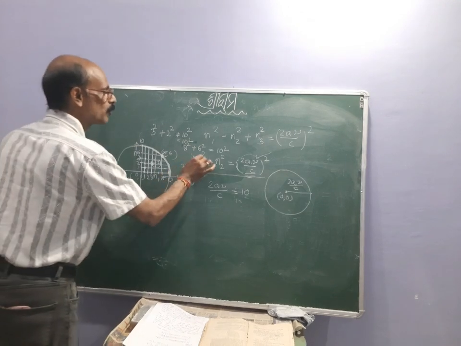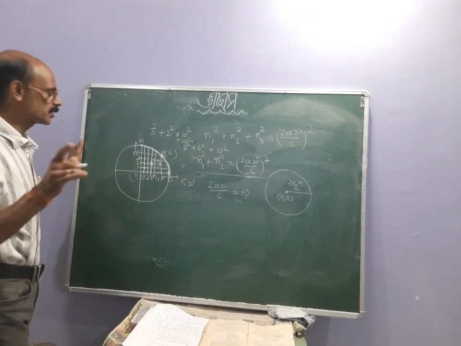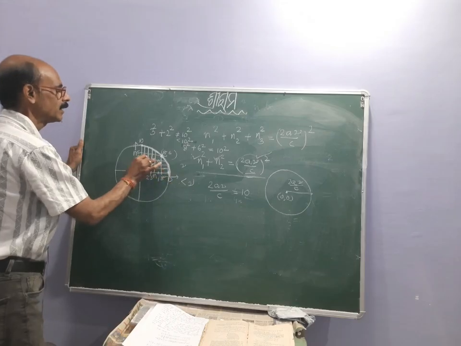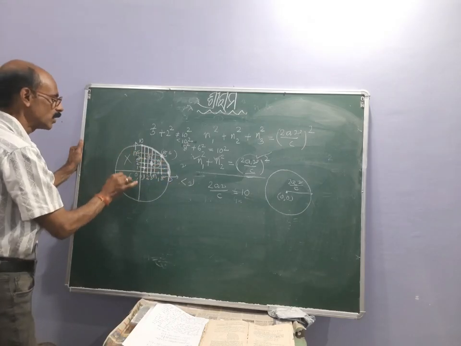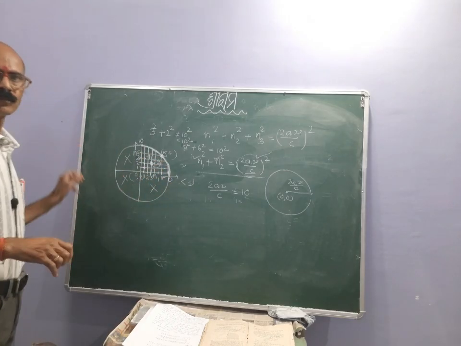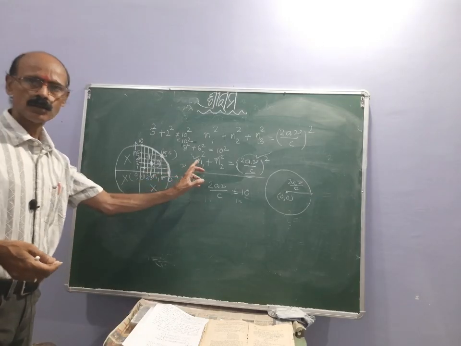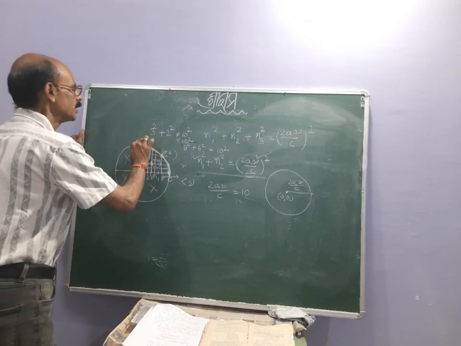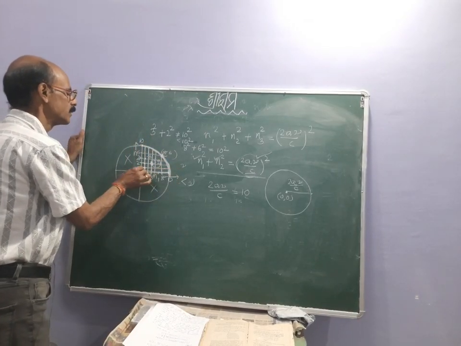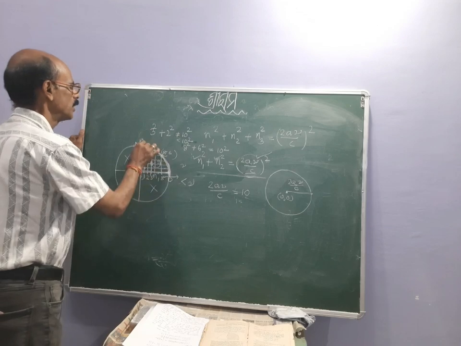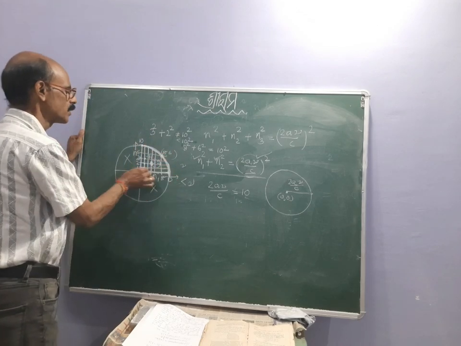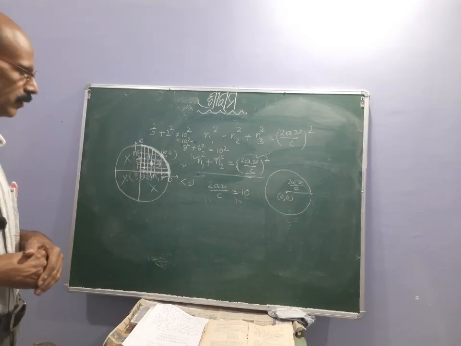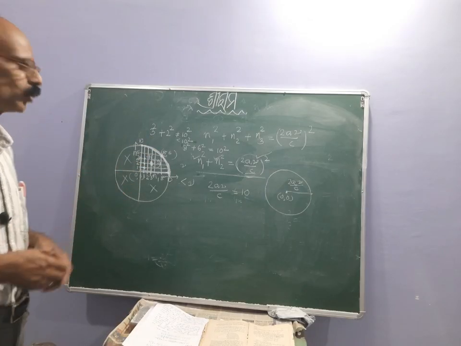Further, n1 and n2 are positive integers. n1 is positive, n2 is positive. So all of them will lie in the first quadrant. The second, third and fourth quadrants are not possible because we have already taken n1 and n2 as positive integers. So the first quadrant of the circle represents the different sets of modes of vibration.